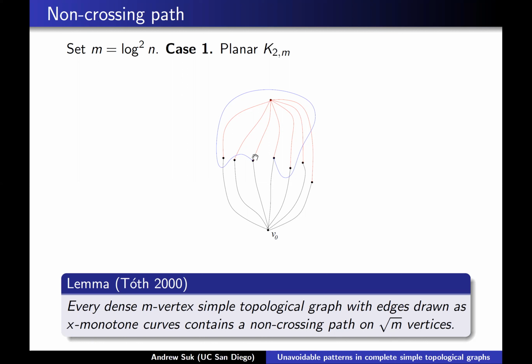Therefore, if we're in this situation where we have this planar K_{2,m}, because m is log squared n, we would have a non-crossing path on log n vertices. And so if we have this planar K_{2,m}, we would be done.